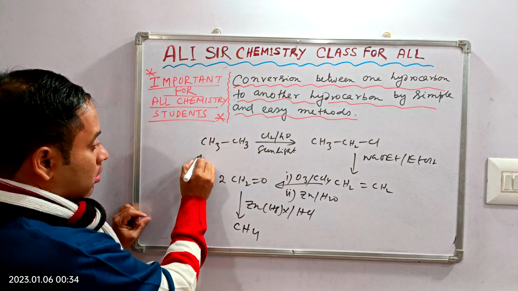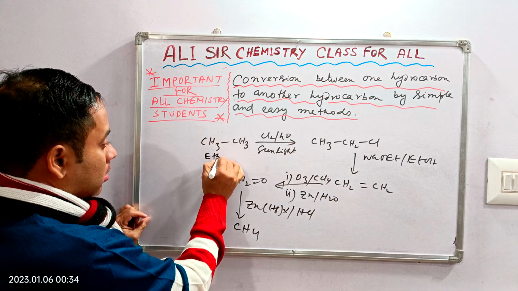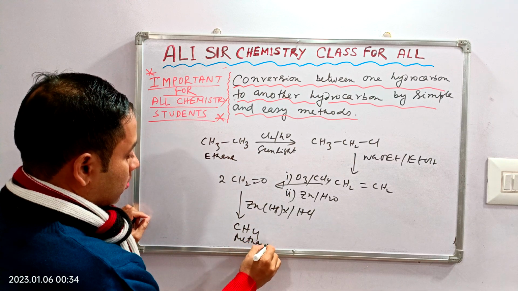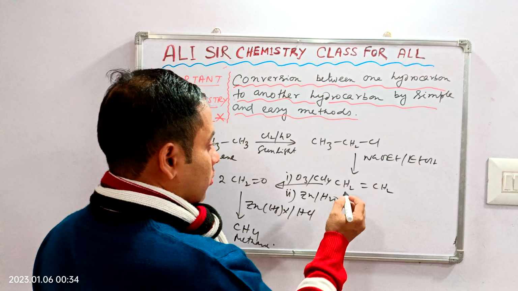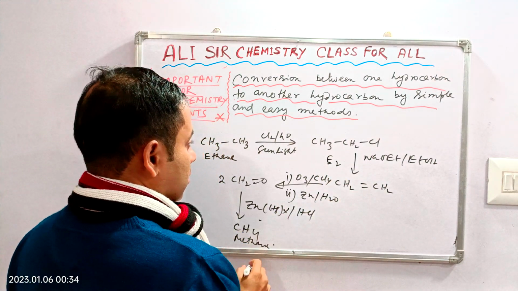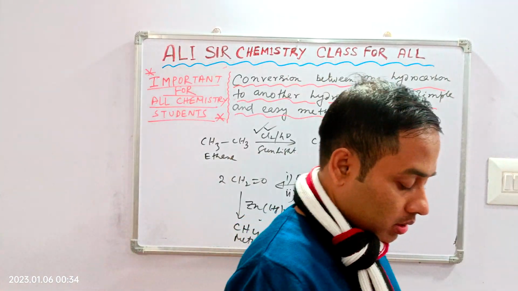So we transformed ethane to methane. The only new types of reactions we have learned here are this E2 elimination and ozonolysis. The rest we have already done in previous examples.